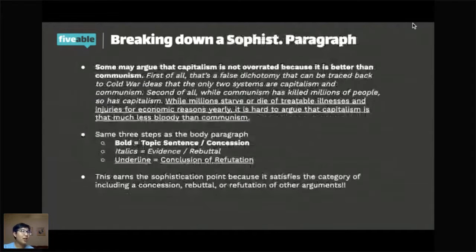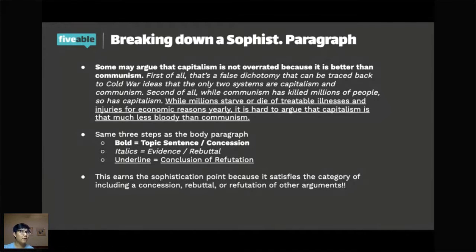Some may argue that capitalism is not... this essay, by the way, was about capitalism and its benefits and flaws. This was last year's prompt. The essay was to write about something that you find is overrated. And this person argued that capitalism was overrated. So their topic sentence for their sophistication paragraph was a concession. Some may argue that capitalism is not overrated because it is better than communism. Then they give their evidence.